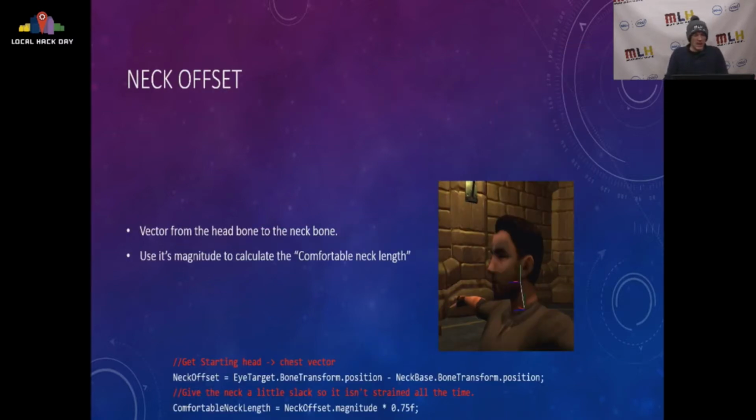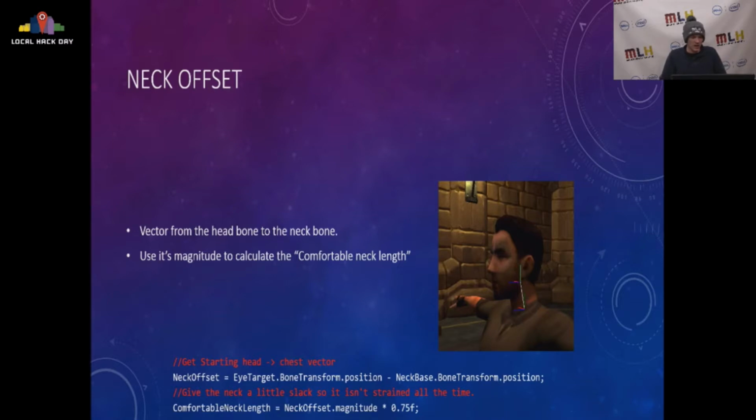So then we do the neck offset, which is the vector from the head bone to the neck bone, which we only use its length here, so I call it the comfortable neck length. You're trying to find how long the virtual character's neck is, so that you can use that information to position where the actual neck should go when we do the IK to position the body.